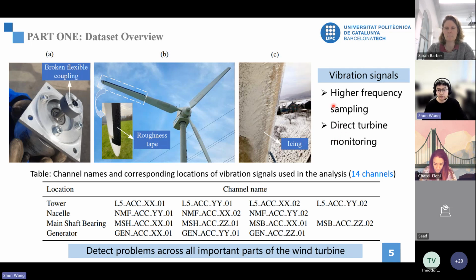While we had access to both vibration and SCADA data, in our solution we focused on vibration signals because vibration data offers higher frequency sampling and direct turbine monitoring. Here we use the 14 channels at key locations: pump, nacelle, main shaft bearing, and generator. These sensors can detect a problem across all important parts of the wind turbine.